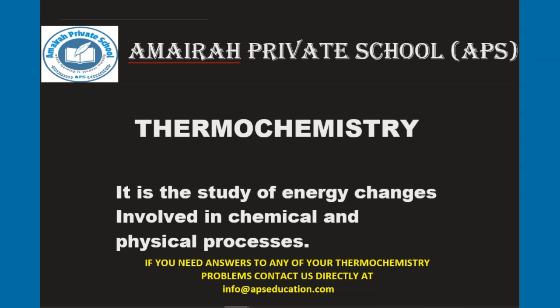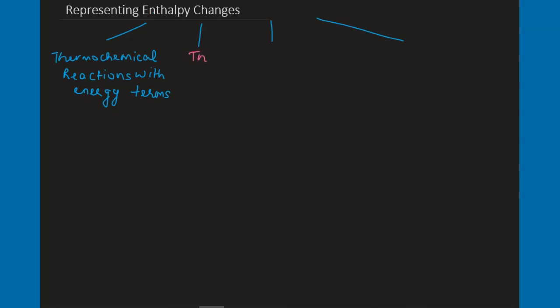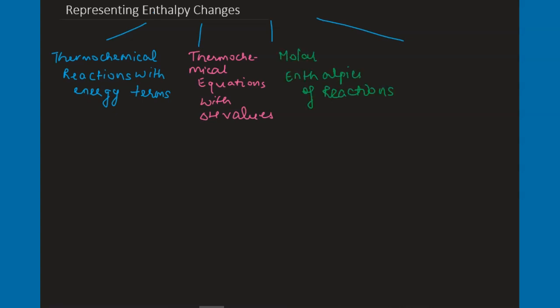Hi guys, let's talk about the next part of thermochemistry, and that is representing enthalpy. Enthalpy changes can be represented in four different ways. One is when you can write down thermochemical reactions with energy terms. Next is when we represent thermochemical equations or reactions with delta H values. Next way of representing enthalpy changes is with the help of molar enthalpies of reactions. And the last one is potential energy diagrams.